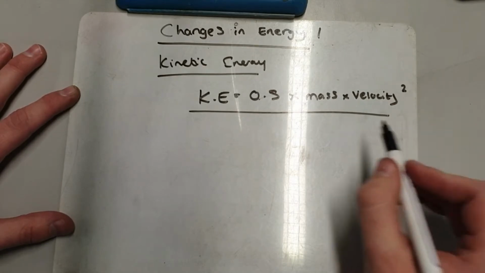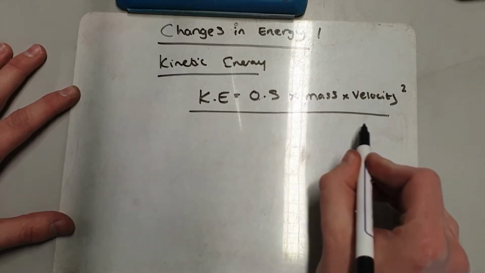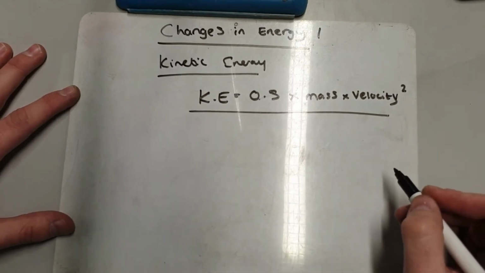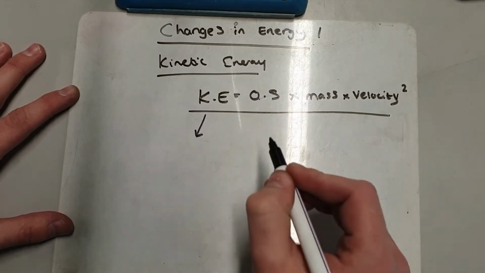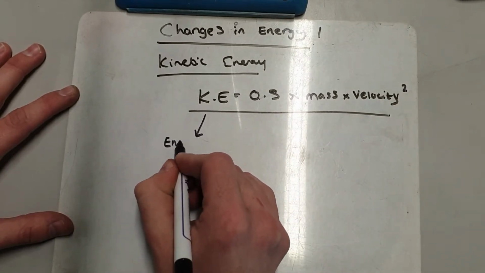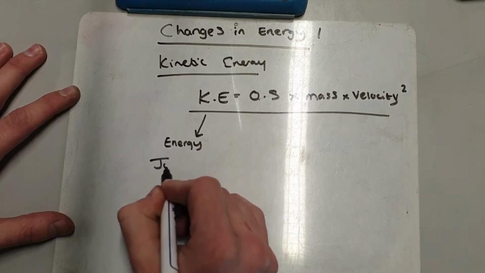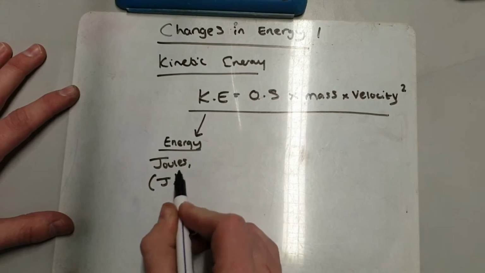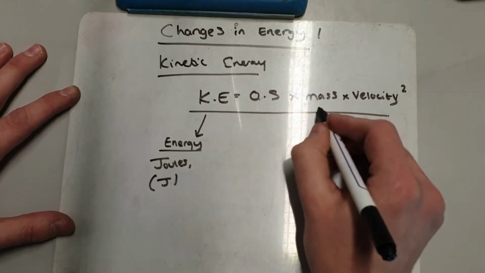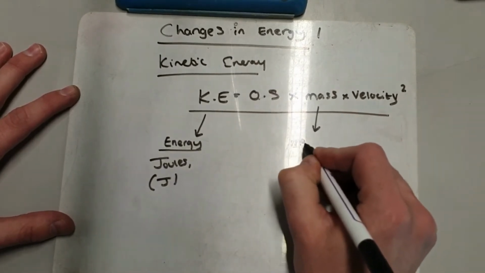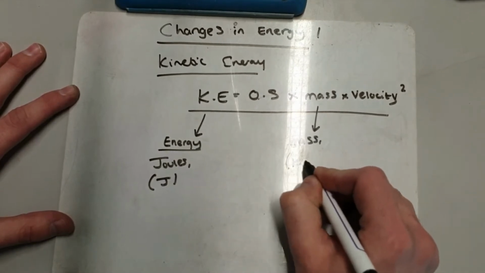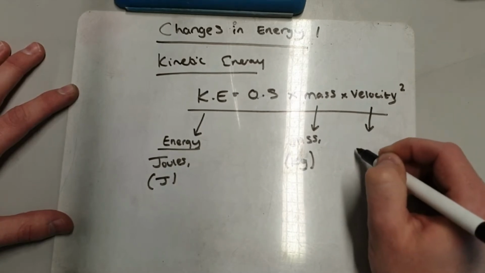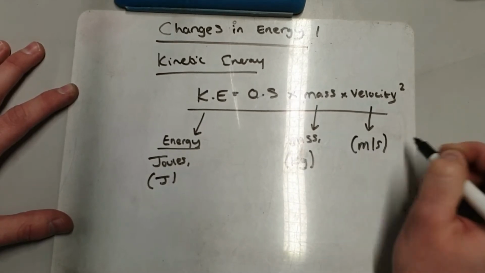But before we do that, I just want to talk through what all of these different things are measured in, because if you understand the units, it makes understanding the questions a lot easier. So the first one, kinetic energy. Well, all forms of energy are measured in joules, which is given the symbol J. So energy is measured in joules. Mass, in physics, we measure in kilograms. And velocity, in physics, we measure in meters per second.